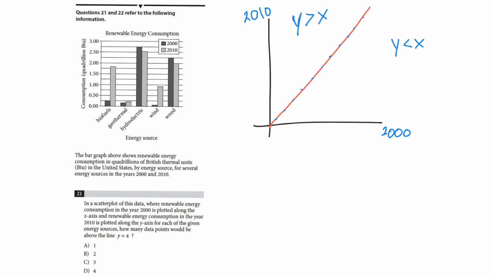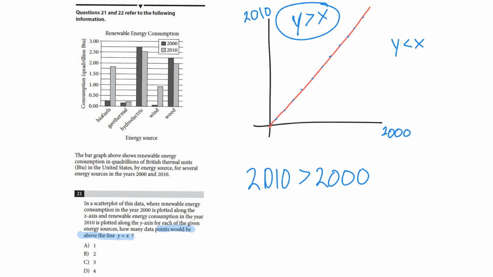Okay, and we want to know how many points would be above the line. So we want to know how many points is y greater than x? Well, y is 2010. So we really want to know, where is the 2010 data greater than the 2000 data? Okay, well, let's just go along here and count it out.